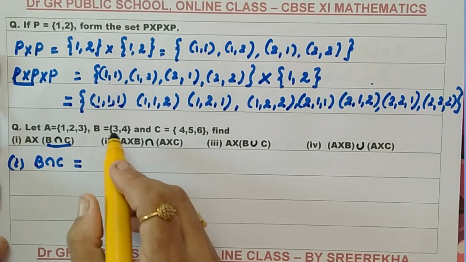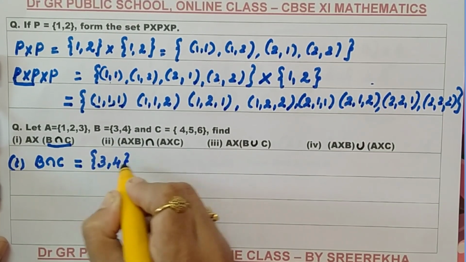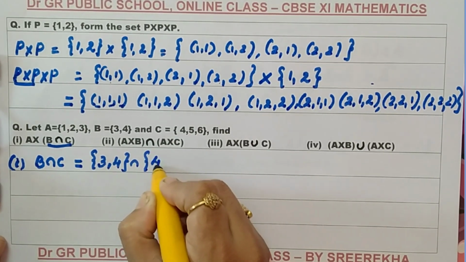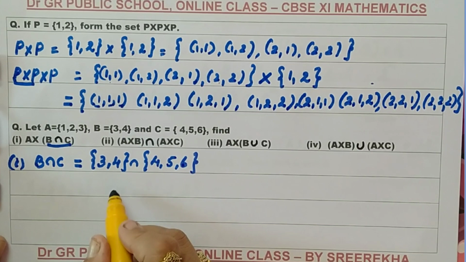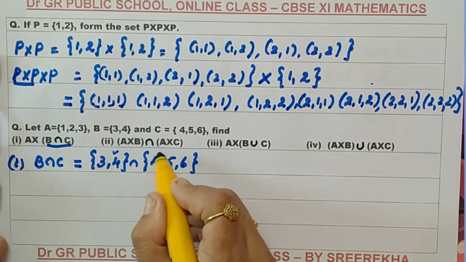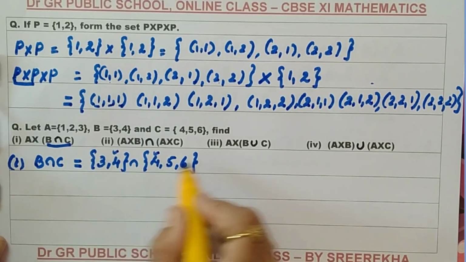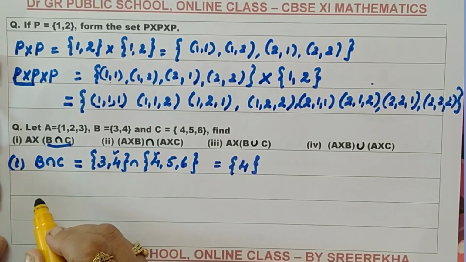B intersection C means you need to take the intersection of the set {3, 4} and {4, 5, 6}. You studied in chapter 1 what an intersection means. Intersection means the common elements between the two sets. Here the common element is 4. So B intersection C equals {4}.